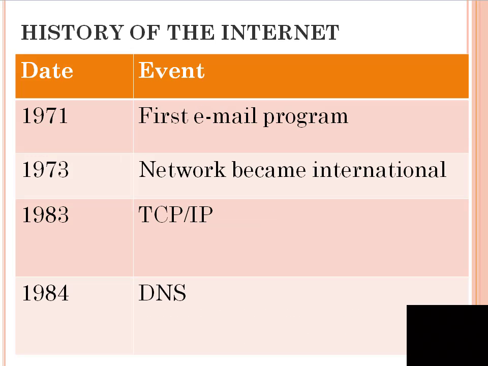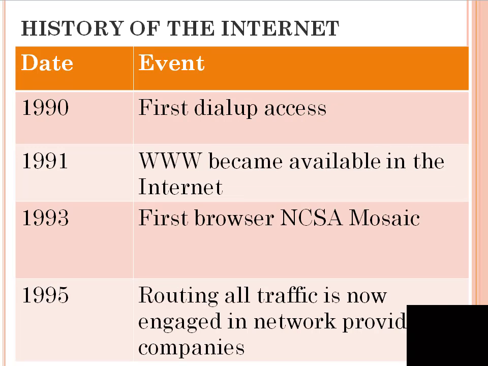So go ahead, and here is the table of the history of the Internet. In 1990, the first dial-up access. In 1991, www became available on the Internet. In 1993, the first browser, NCSA Mosaic, and in 1995, routing of all traffic is now handled by network provider companies.